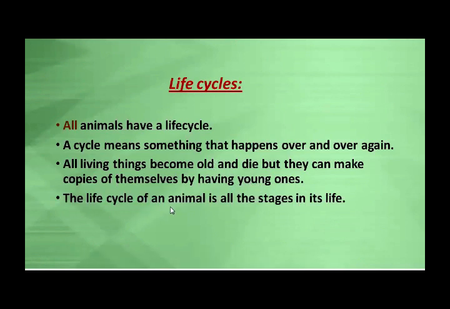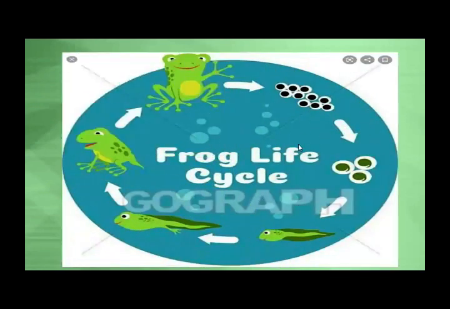The life cycle of an animal is all the stages in its life. Like if we talk about a hen, the first stage is the egg stage, the second one is the chick, and when the chick grows, it becomes the hen. Now this is the life cycle of a frog. The first stage is the egg stage. After some time the egg hatches, and a baby frog comes out. This is called a tadpole. Beta, what is this called? A tadpole. A tadpole comes out of the egg.